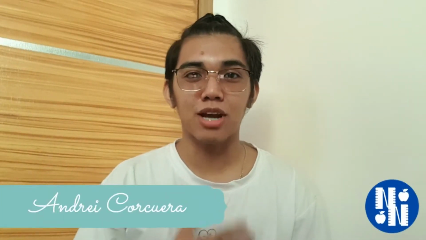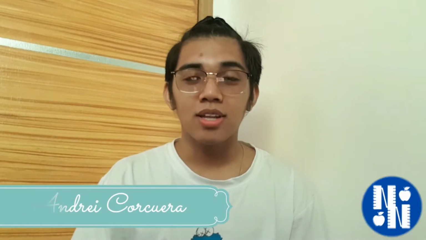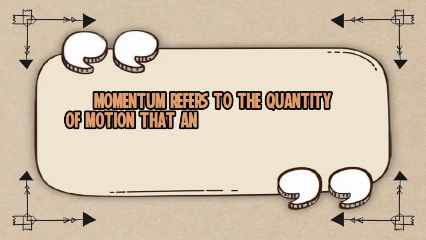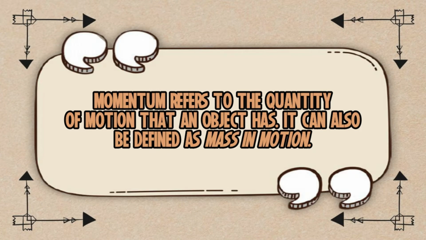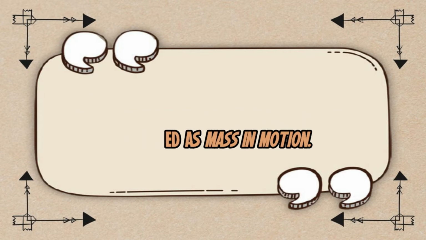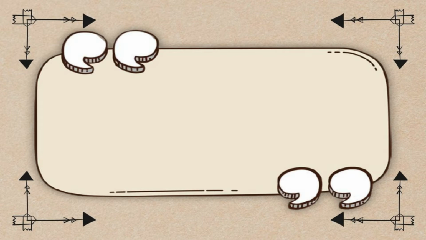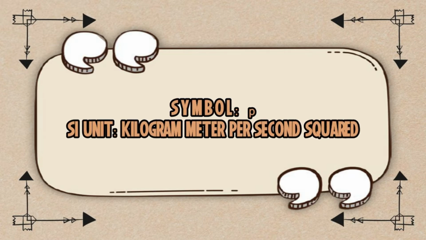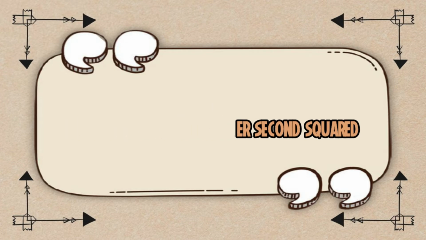Thank you, Jamie. Hello, my name is Andrei Ramos Corcuera, and now let us have a deeper understanding of what momentum is and its connection to Newton's second law of motion. Momentum refers to the quantity of motion that an object has. It can also be defined as mass in motion. It is a vector quantity. It is given the symbol lowercase p and has an SI unit of kilogram meter per second squared.